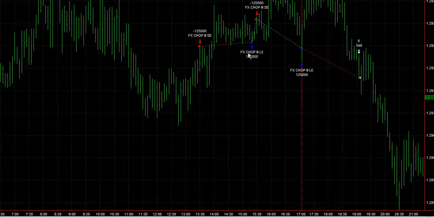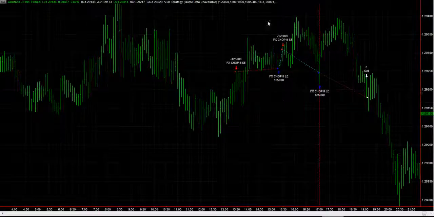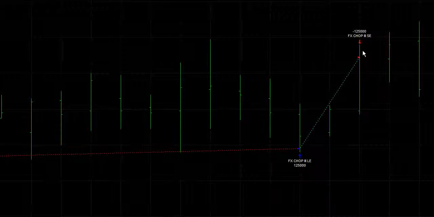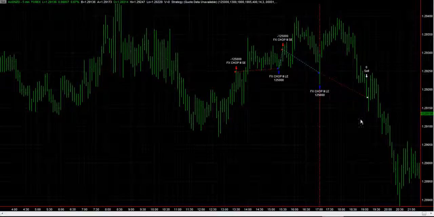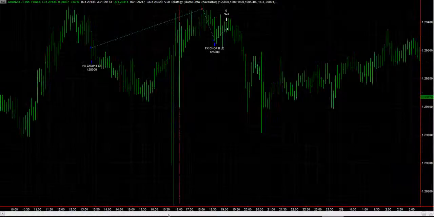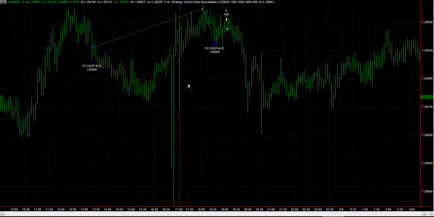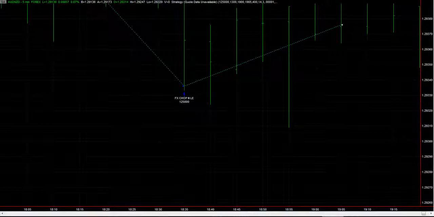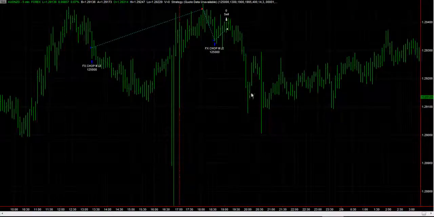That trades through the limit. That one traded through the limit. Zoom in so we can see that. That traded through the limit. That traded through the limit. Exited there. Let's see. Those all traded through the limit. That one was kind of close. But you can see it traded through the limit. You can use these zoom tools.